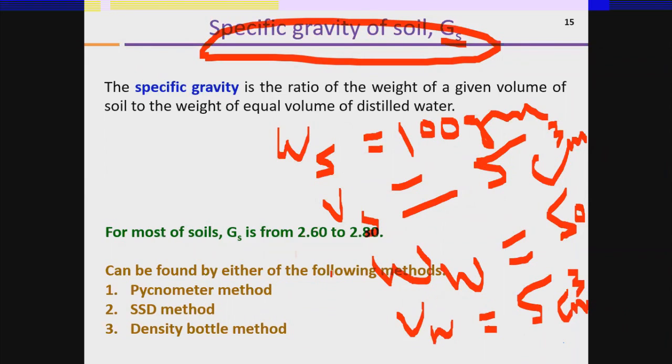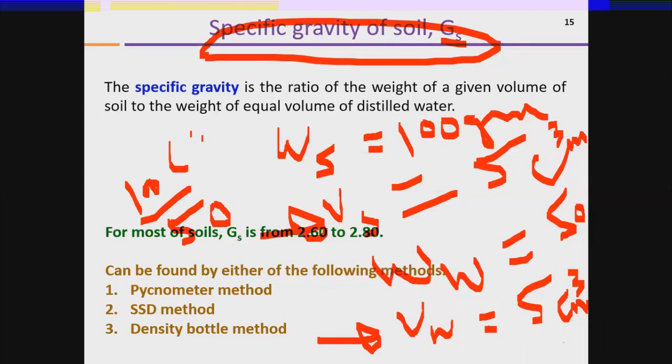Okay. Now you can see the volume of soil is equal to the volume of water. So in that case, you can talk about the specific gravity, and the specific gravity will be equal to 100 divided by 50. In the numerator, the volume is constant, 50 cubic centimeter, and in the denominator the volume is constant, 50 cubic centimeter. So this is known as the definition of specific gravity.